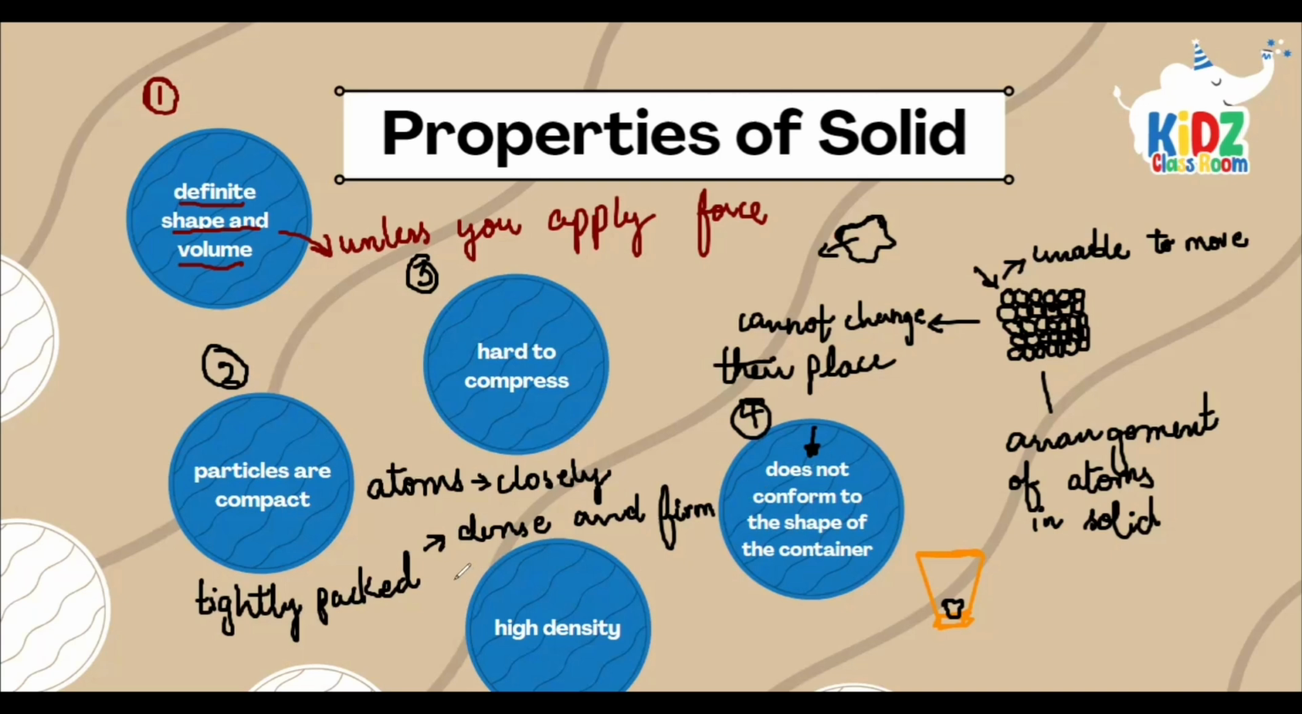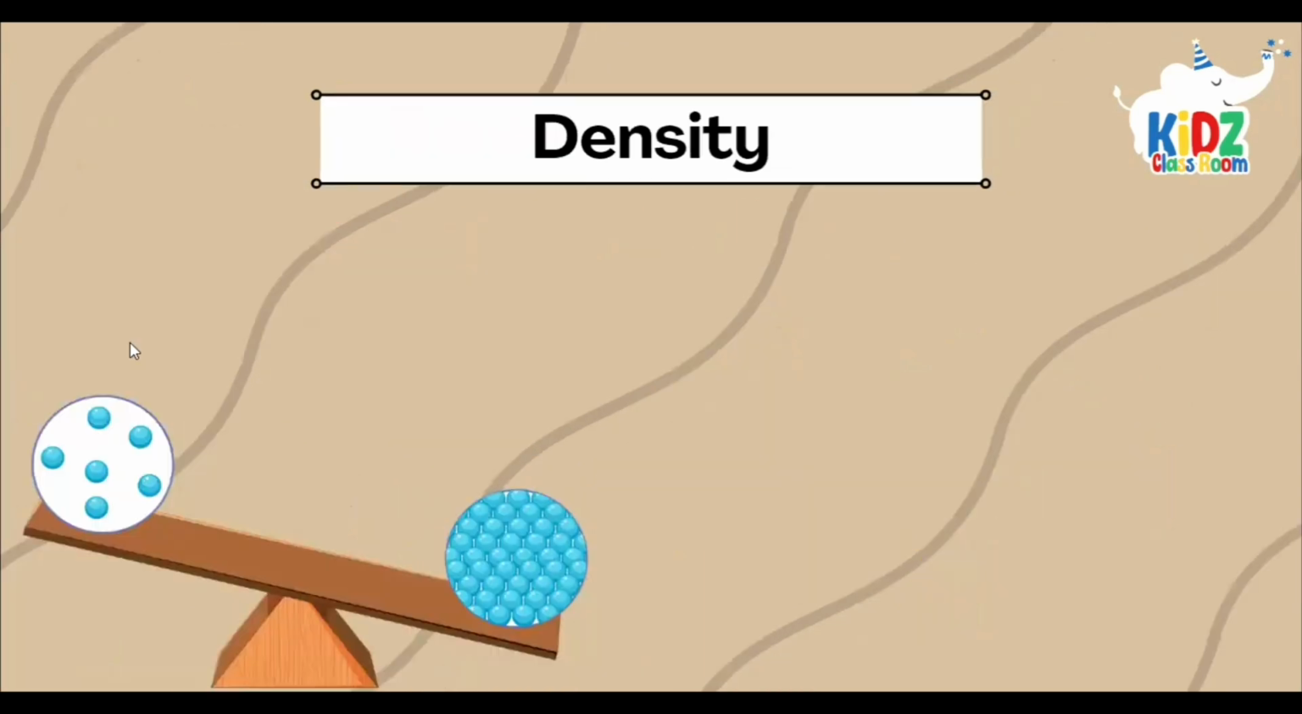Okay, so lastly, the fifth one, which is high density. What is meant by high density? For this, let's first learn about density. Density is a measure of how much mass is contained in a given volume. How much mass is contained in a volume.